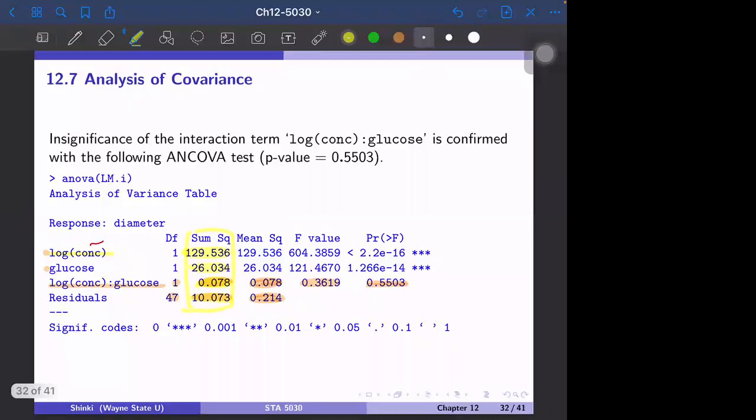In this way we can test the interaction between two terms. That is the application of chapter 13 and chapter 7. So we combined ideas of ANOVA and multiple linear regression. In this case, simple linear regression.